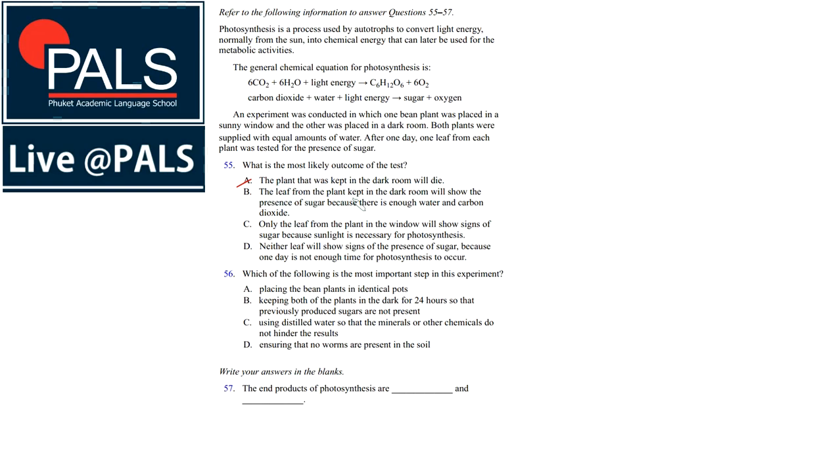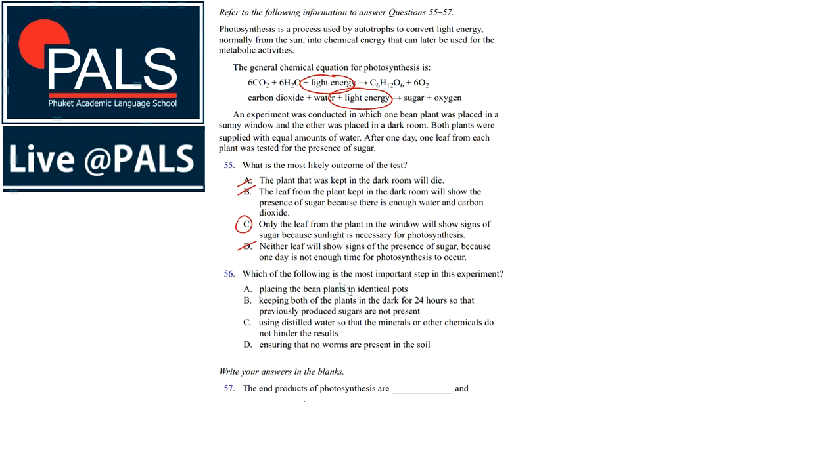The leaf from the plant kept in a dark room will show the presence of sugar. No, because it didn't have light. It does have carbon dioxide and water, but we require light energy for photosynthesis as well. Therefore, only the leaf from the plant in the window will show signs of sugar. That is correct. Neither leaf will show signs of sugar. No, 1 day in the light is definitely enough to do photosynthesis. So the correct answer here is C.